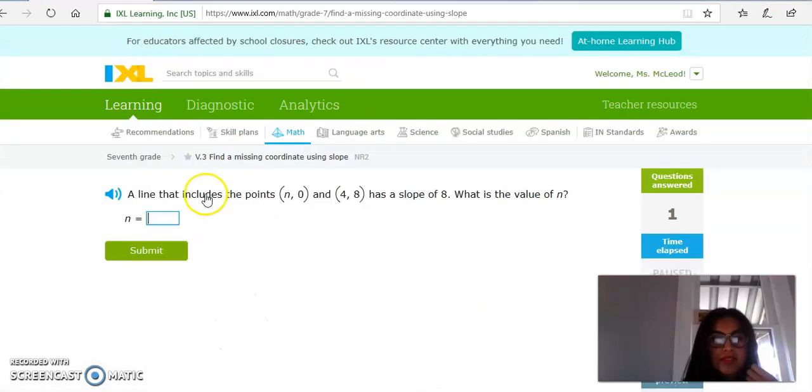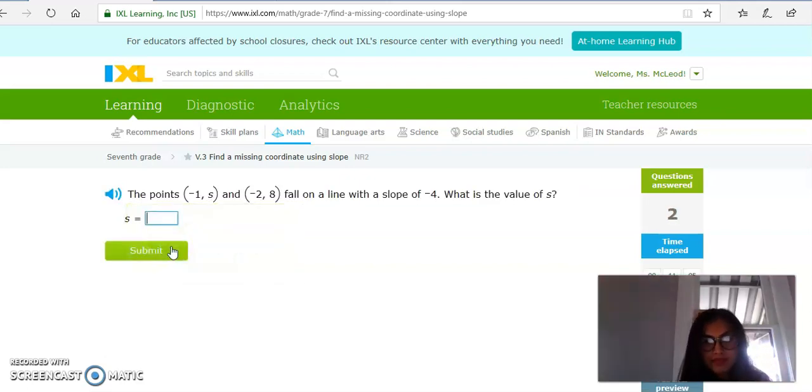So now let's triple check. Let's put in n. We said n equals 3. And there you go, submit.